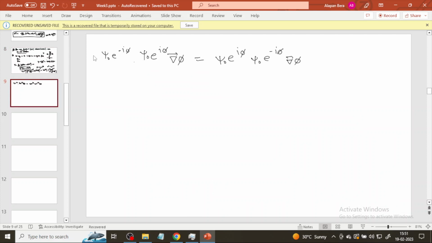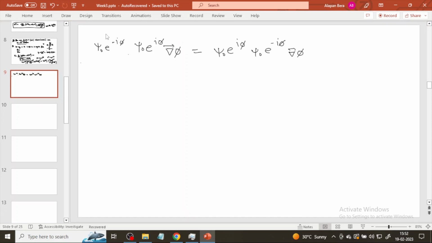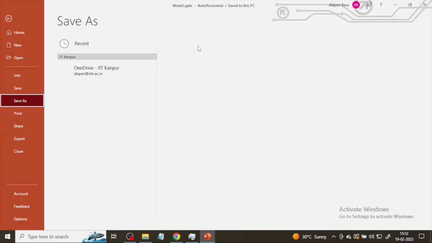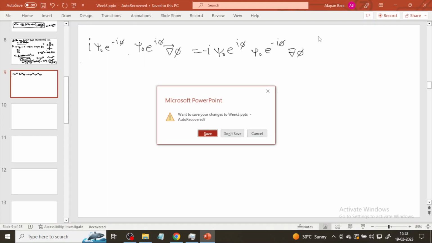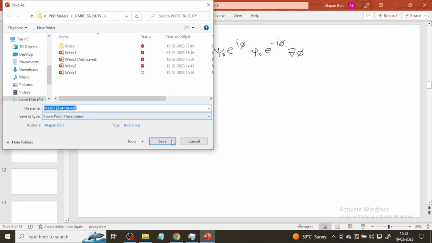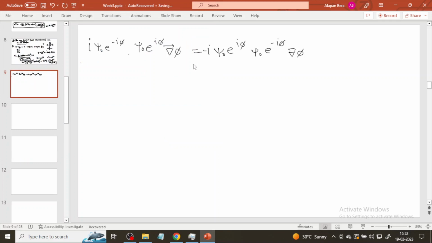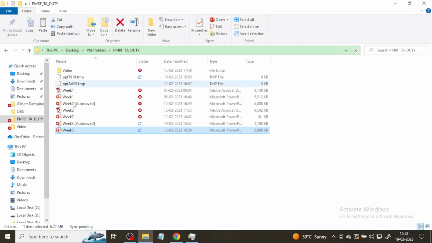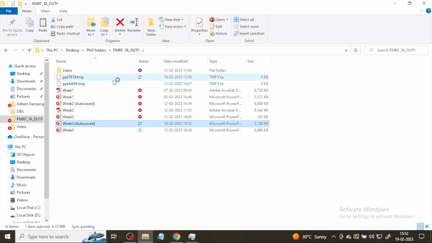So what we get is i. So we got i here and minus i here, one second, let's save it. So this is i and minus i. So as psi naught square, what is happening?